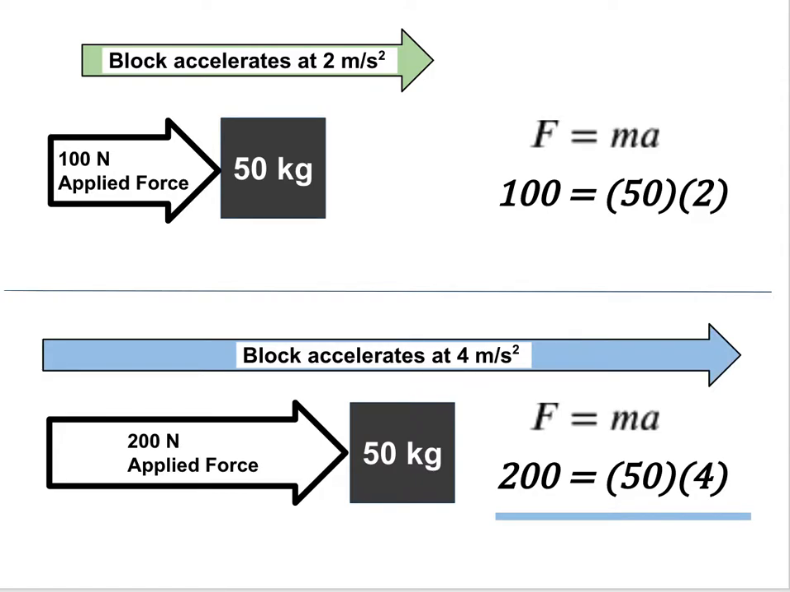And so the block here accelerates at 4. We can see how that matches up with our formula here, that if 200 newtons is applied to 50 kilograms, 50 times 4 gives us that same 200. So it works out with things that we've seen.